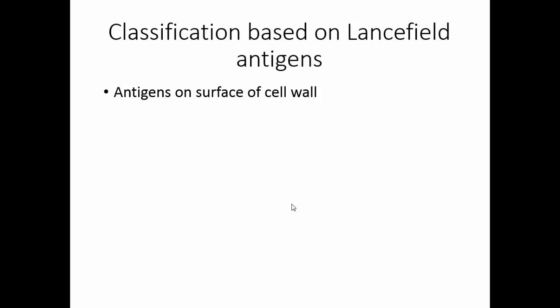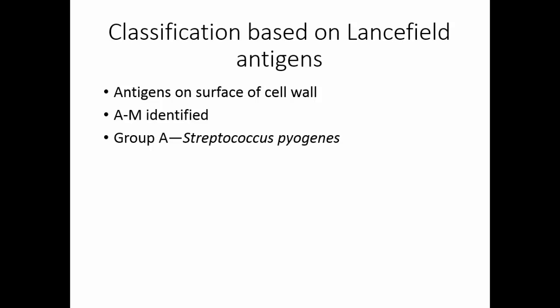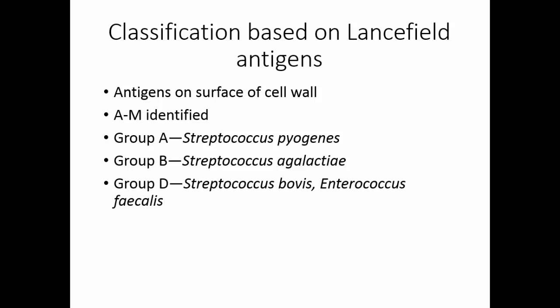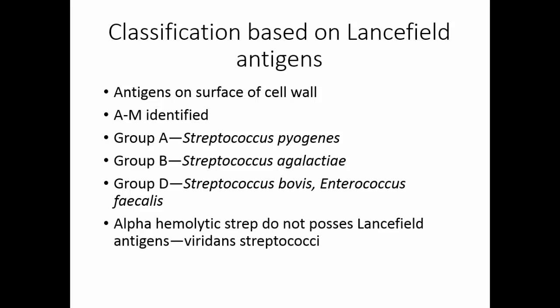The Lancefield antigens are antigens on the surface of the cell wall. They were first discovered by Rebecca Lancefield. She discovered antigens A through M, but there are only 3 that are medically important. Lancefield group A is found on Streptococcus pyogenes. Lancefield group B is found on Streptococcus agalactiae, and Lancefield group D is found on Streptococcus bovis and Enterococcus faecalis. The alpha hemolytic strep do not possess Lancefield antigens. They are generally classified as viridans streptococci. Viridans means green.